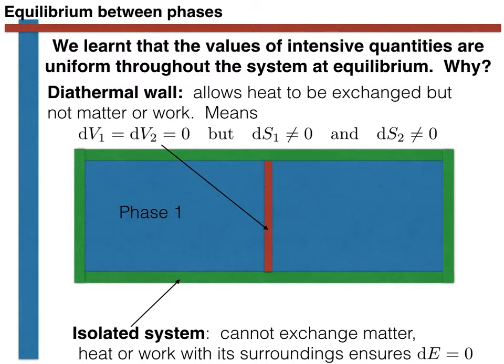The entropies of these two phases will, however, be allowed to change. Furthermore, we know from what we have seen elsewhere that this process of entropy exchange will continue until the temperatures of the two phases are equal. In other words, if the temperature of phase 1 is higher than the temperature of phase 2, entropy will be transferred from phase 1 to phase 2.